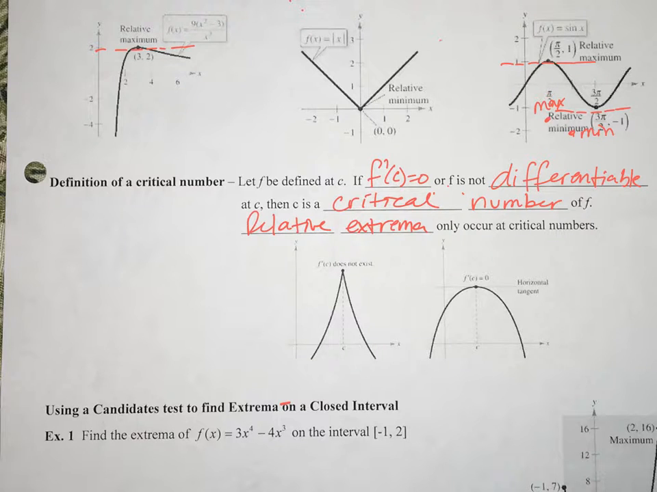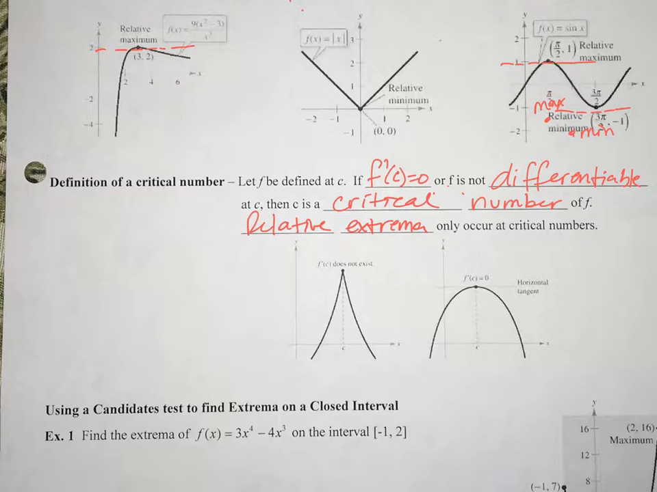Here's a couple of examples of what we're talking about. Here we have a relative max. Notice that this is a point where the function is not differentiable, but it is a maximum, so we would call this c, where that non-differentiable point occurs. At that c, we would say that there is a relative maximum. Here's another relative maximum, and that means that c is the critical number because that's where that relative maximum occurs.